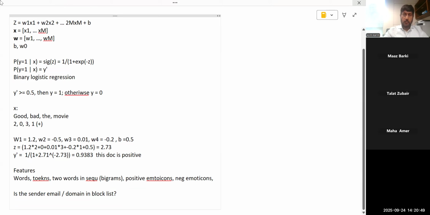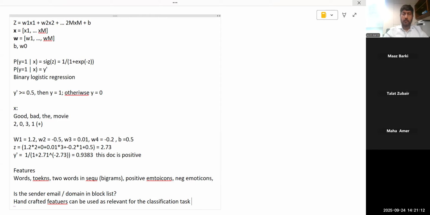ठीक है. So generally handcrafted features can be used as relevant for the classification task. ठीक है. Generally, feature learning is not done or is not part of the logistic regression model. But as we move on to neural network, you will see that feature learning can be incorporated automatically into the learning process, and we do not need to do handcrafting. Of course, handcrafting would help in some cases. हर दफा हम handcrafting से भाग नहीं सकते.